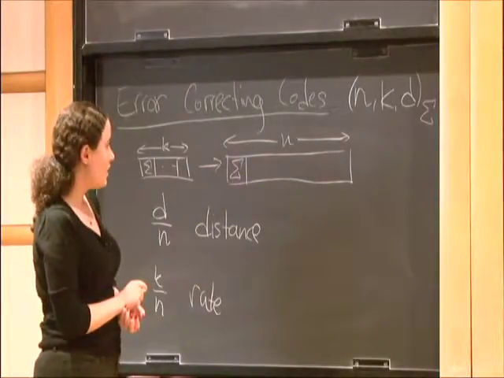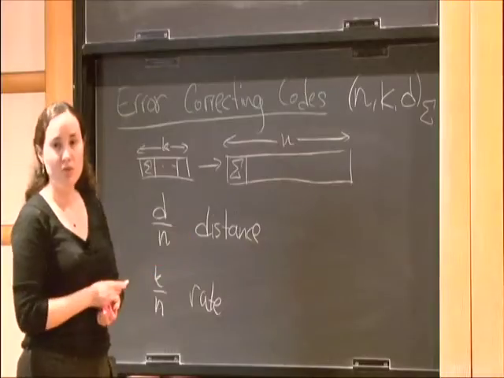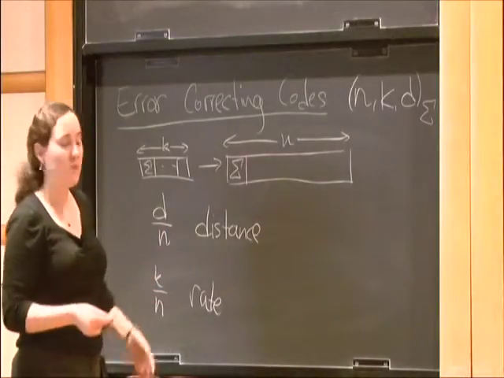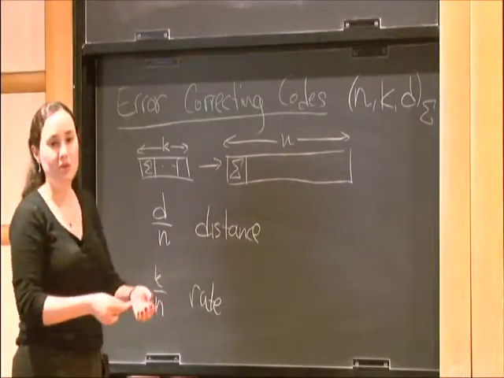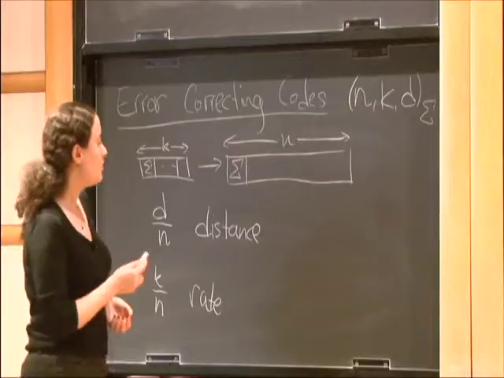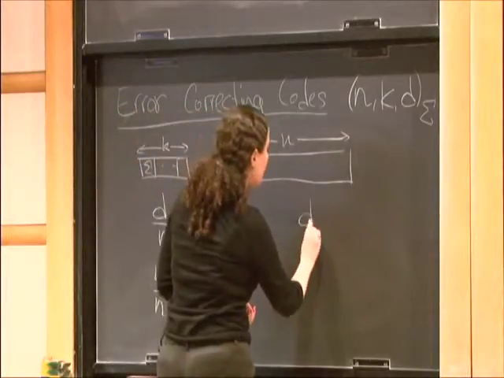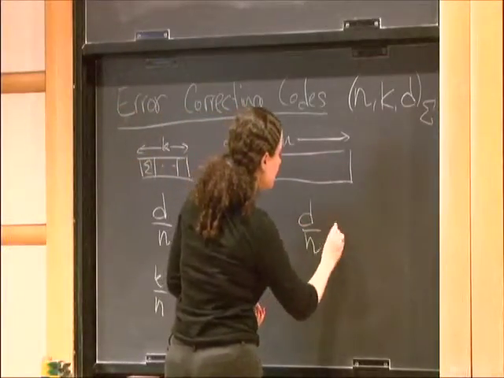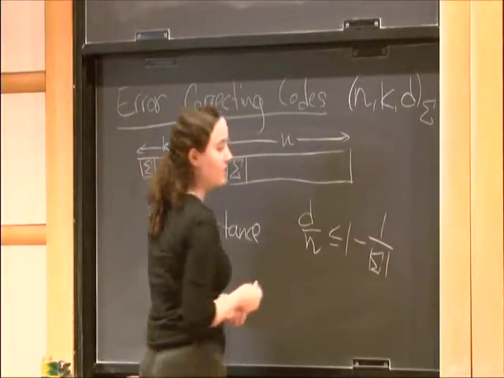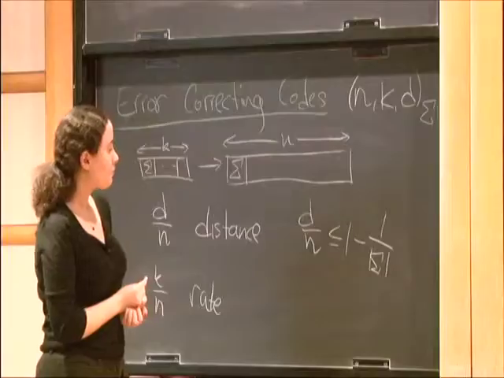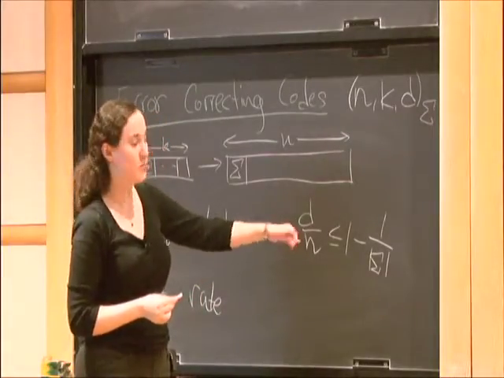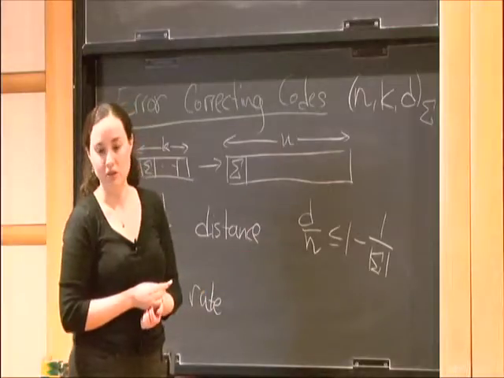Okay. So there are some basic trade-offs between those parameters. We want both of them to be as close to 1 as possible. They can't both be very close to 1. Their sum has to be at most 1. This is just by counting. Another observation is that the distance is at most 1 minus 1 over sigma. So this is not even tight, but if you want the distance to be very close to 1, then the alphabet should be sufficiently large.